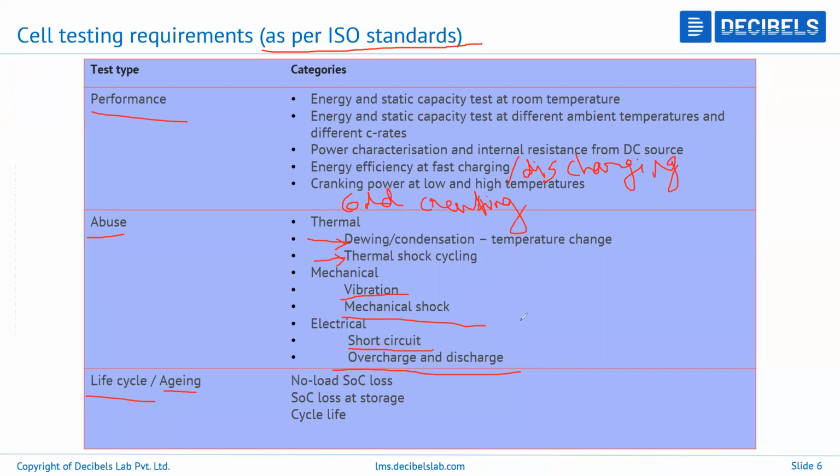So you can see how exactly the cell can behave during fast charge, fast discharge, especially by varying the temperature as well. Okay, so that is both electrical and thermal abuse put together. And then finally, we have life cycle.